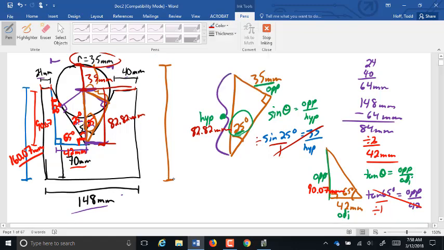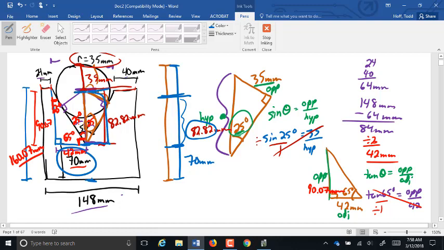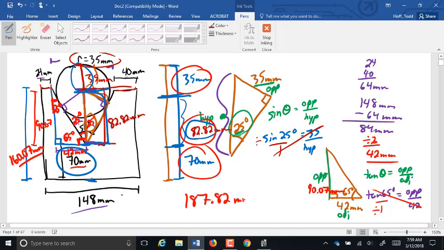So what I have for total height here, I have three pieces. This piece here is the 70. That's what was given going from the bottom of the block to the bottom of the V. This piece here, from here to here, is the 82.82. That's just from the bottom of the V to the center of the circle. And then this piece here is 35. That's my radius. So I add those all up. And I get 187.82 millimeters, is that total height.